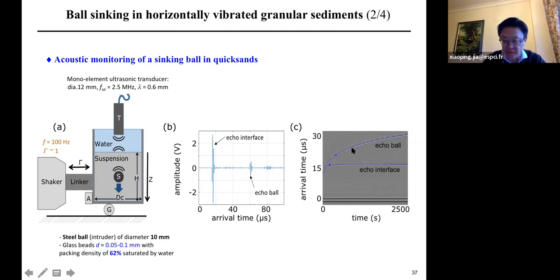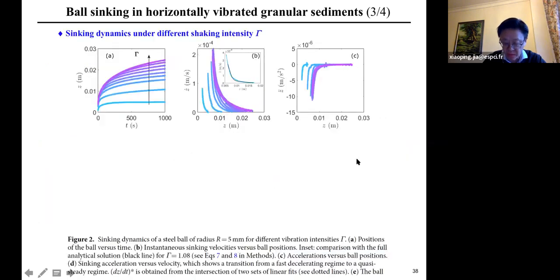We can detect these echoes here. So we can find that when the horizontal vibration amplitude is increased, of course, the depth of penetration of this falling ball is increased, by numerical differentiation.